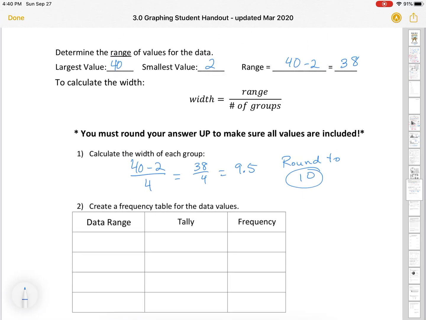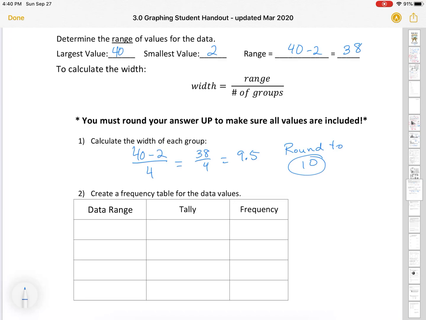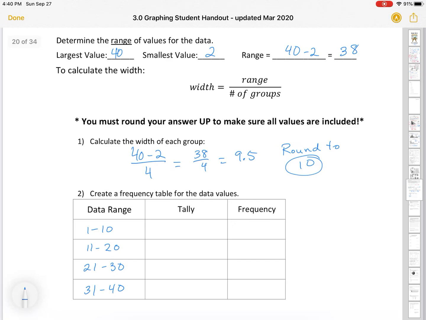So let's look at our data and let's do a tally. So if we're going from 1 to 10, 11 to 20, 21 to 30, this is our range of 10, 31 to 40. And we're going to do tallies. Now, I'm looking at the list of information on my screen. You guys can see that hopefully on your paper, so you can follow my tallies as I do this.